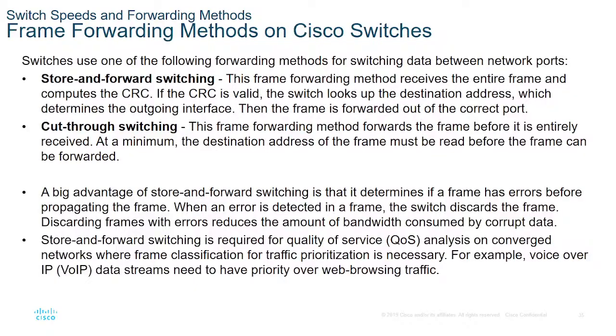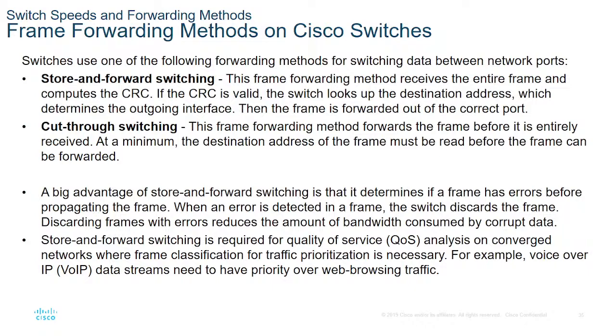Then we have forwarding methods. We have a number of forwarding methods found in Cisco switches, and these normally determine how fast a switch moves data from one port to another after it has discovered the destination. We have two main methods. One is called store and forward switching, another is called cut-through switching.